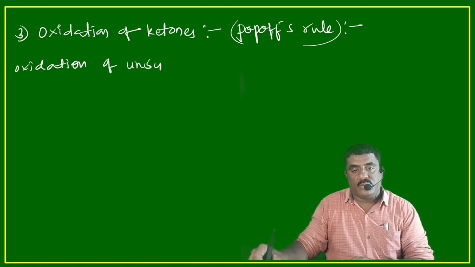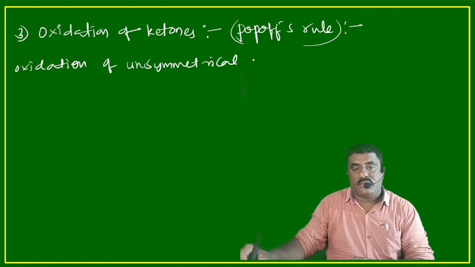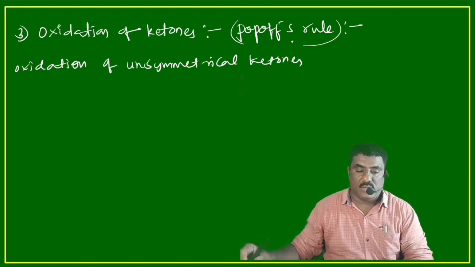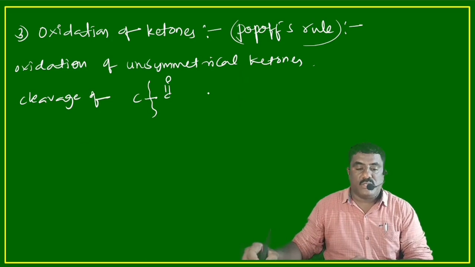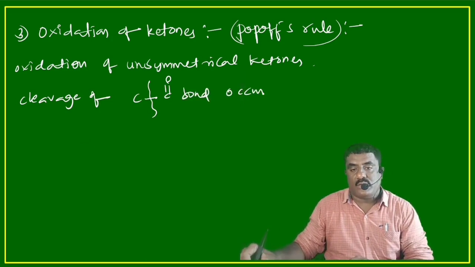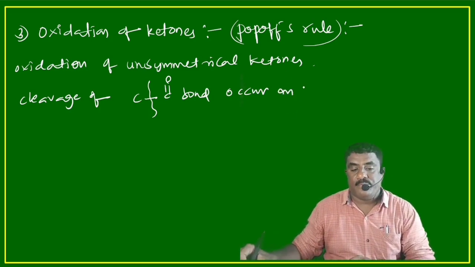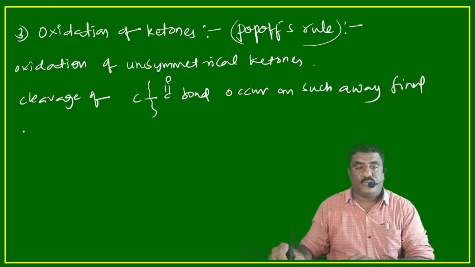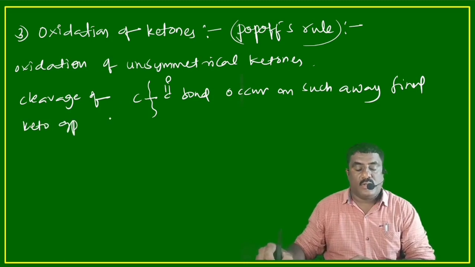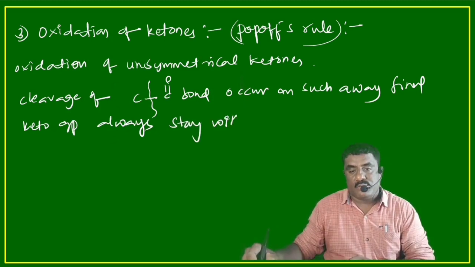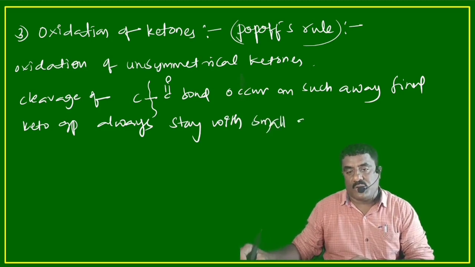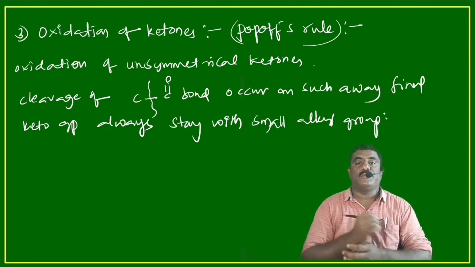In oxidation of unsymmetrical ketones, the cleavage, meaning breaking of the carbon-CO bond, occurs in such a way that the keto group always stays with the smaller alkyl group. This is Popov's rule.